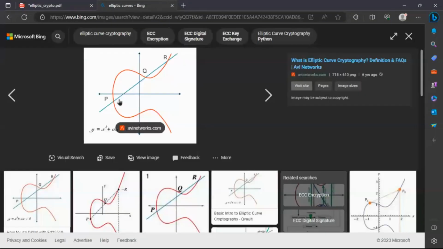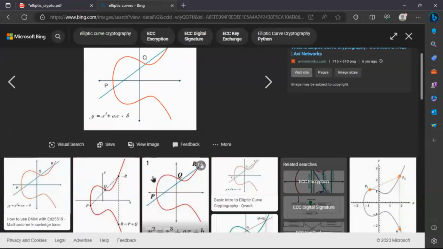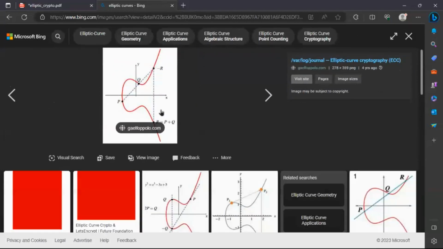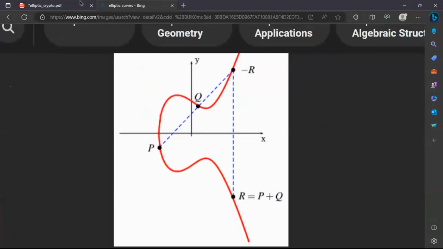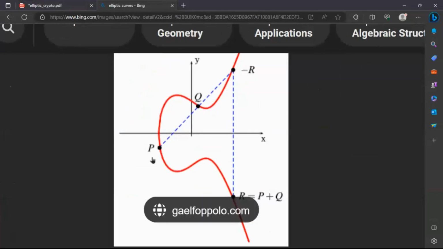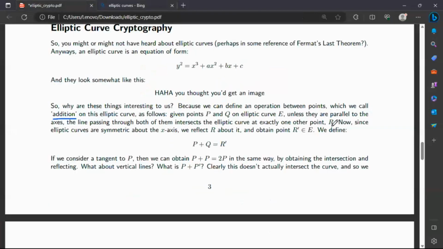So, basically, given 2 points P and Q, this is better. We have these 2 points P and Q, and we'll draw the line between them, and it intersects the elliptic curve at only one other point. So let's say this point is R. Don't actually read minus R, read it as R because that's what I've written.